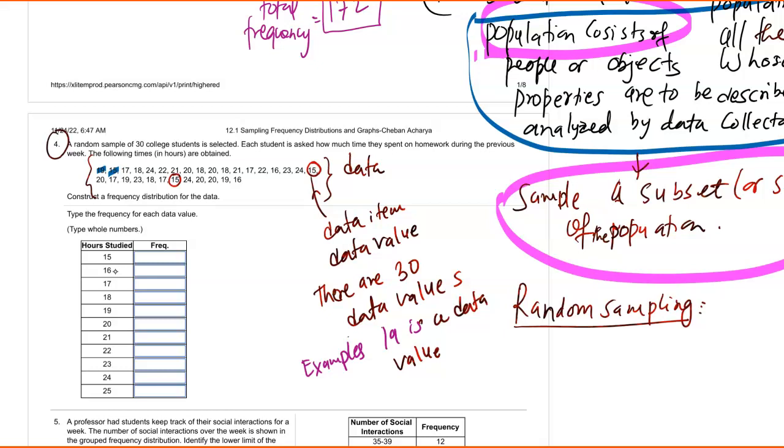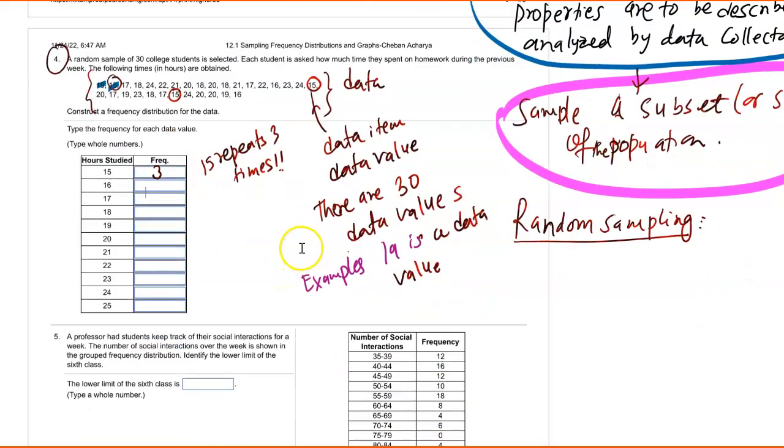Where is 15? No more 15. 15 here. See, therefore the 15 repeats 3 times. Therefore, the frequency of 15 is 3.